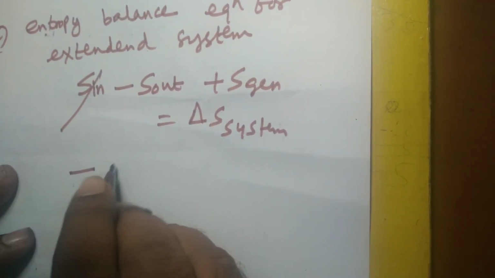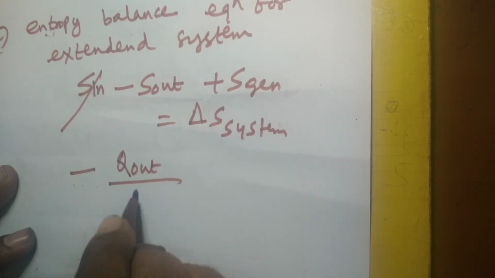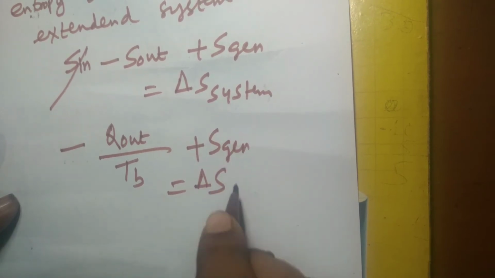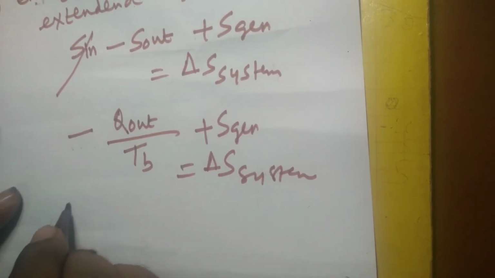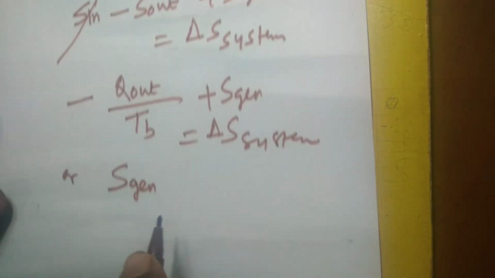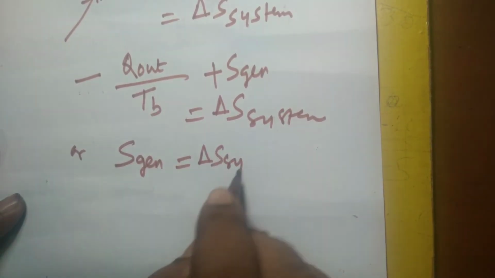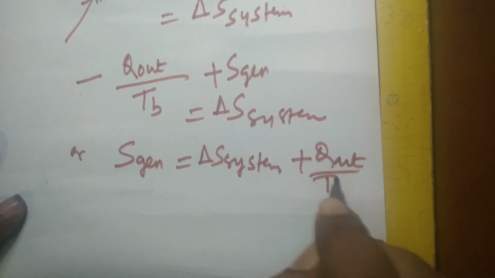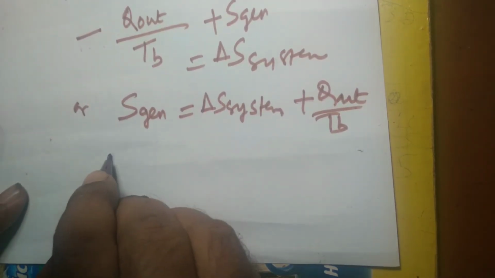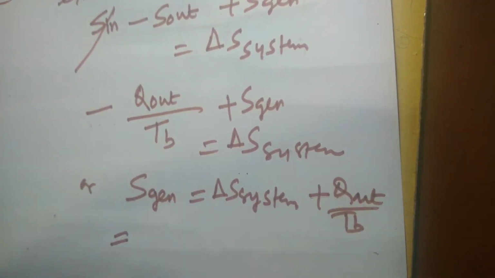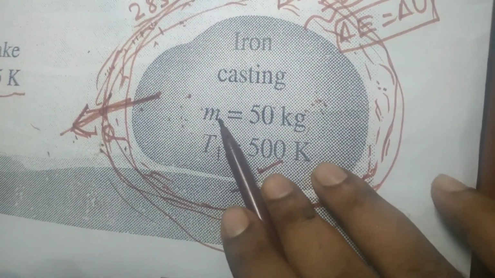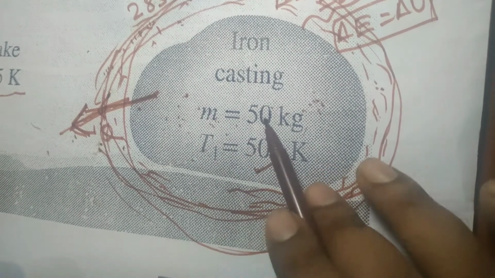S out is minus Q out divided by T_B, plus S gen is equal to delta S system, or S gen will be delta S system plus Q out by T_B. This will be delta S system. Here the extended system we have taken is iron casting plus immediate surrounding, but delta S system will be the same as delta S of iron casting only.